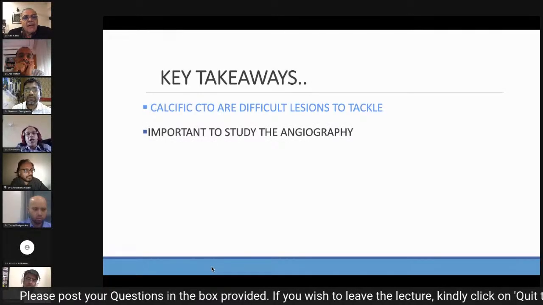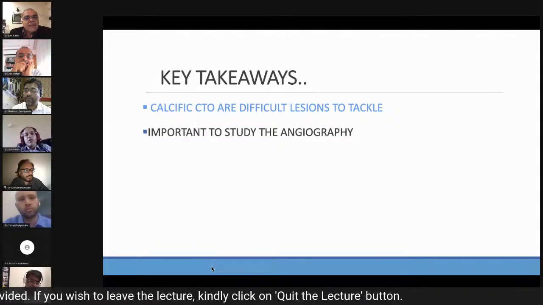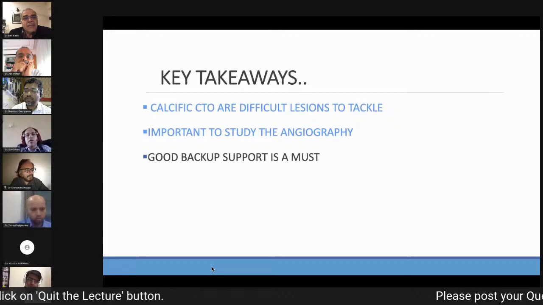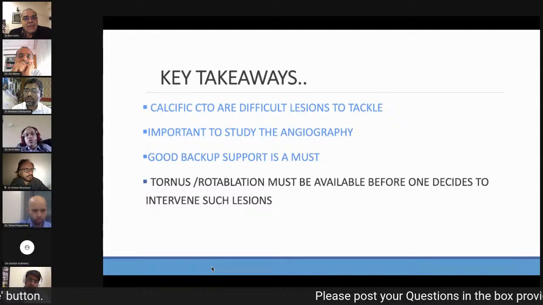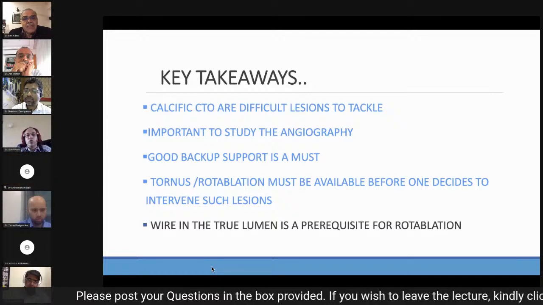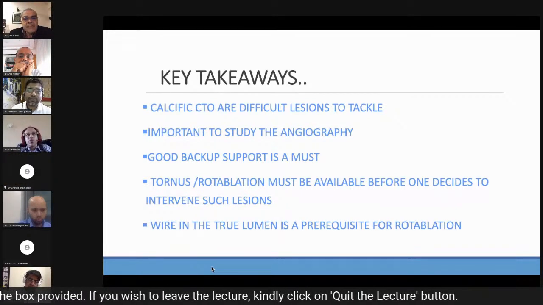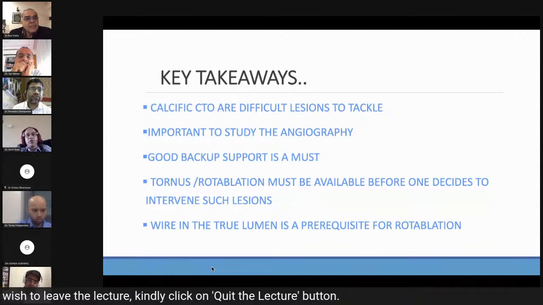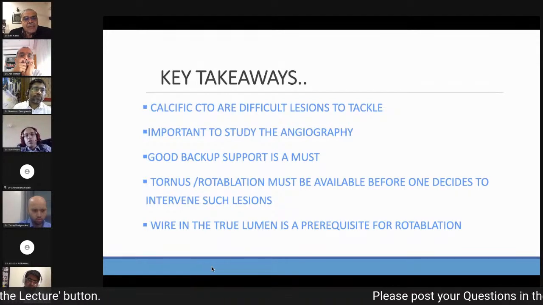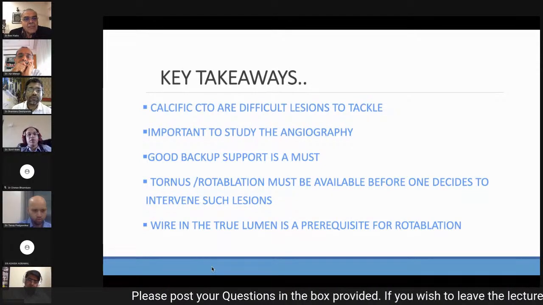So the key takeaways: I have done an angiogram at 1 year, which I'll show after the key takeaways. Calcific CTOs are difficult lesions, and it is important to study the angiogram. Good backup support is a must. Tornus and rotablation is what was available, and rotablation is the way to go most of the time. And wire in the true lumen is a prerequisite, but there have been a lot of discussions that even if the wire crosses subintimally, you can still get away with rotablation. I would ask the panel on this part of it.